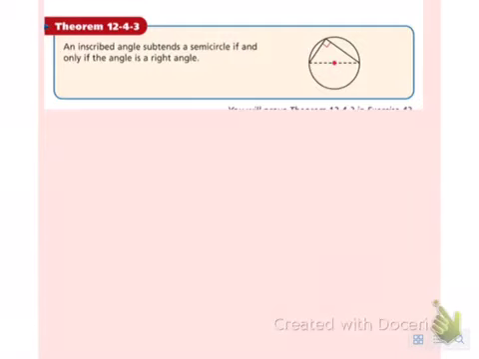Here's our theorem. Remember, a theorem is just a math rule, all right? It says an inscribed angle, which is an angle whose vertex is on the circle, subtends a semicircle. A semicircle is half the circle. Here would be half the circle. And remember, a half of a circle is 180 degrees, if and only if the angle is a right angle. So this angle has to be a right angle if the inscribed angle is on the diameter, or half the circle.